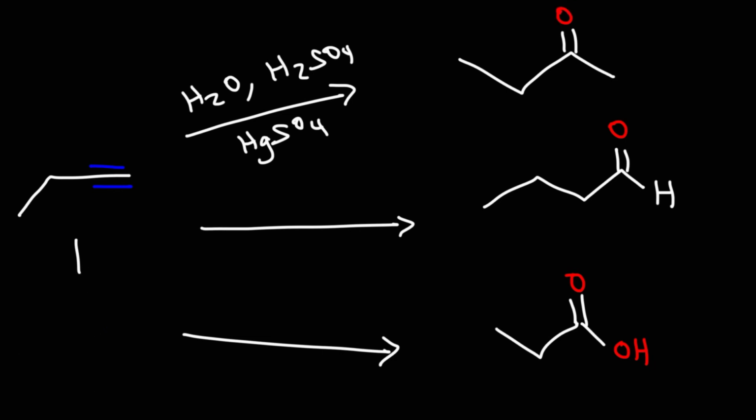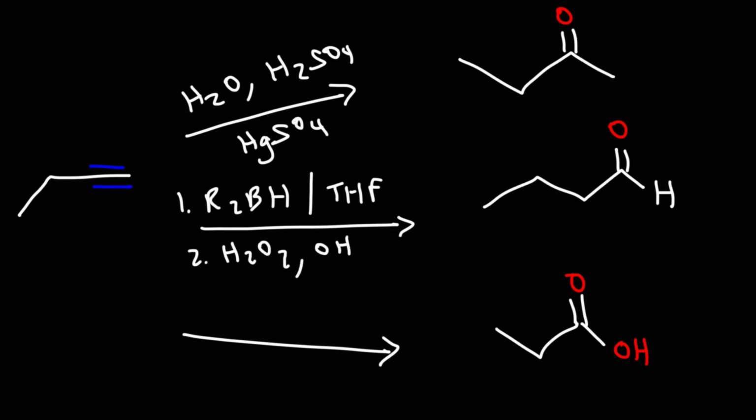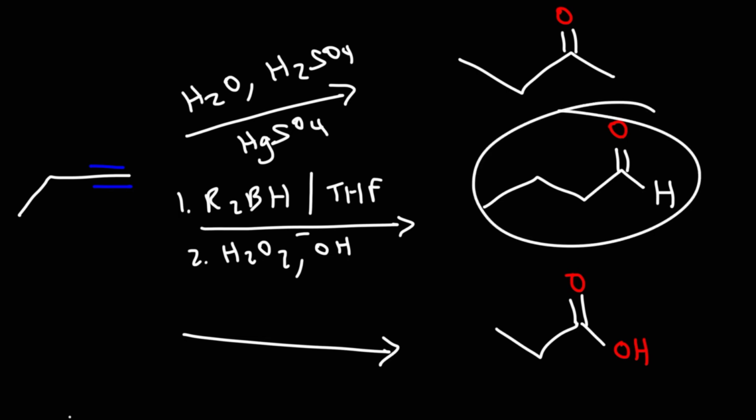Now for the second reaction, we want to make an aldehyde. So we want to use a dialkyl borane molecule, R2BH. In the second step, we're going to use hydrogen peroxide under basic conditions. So that will give us this aldehyde.